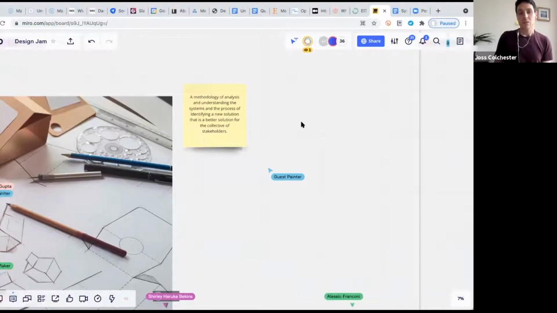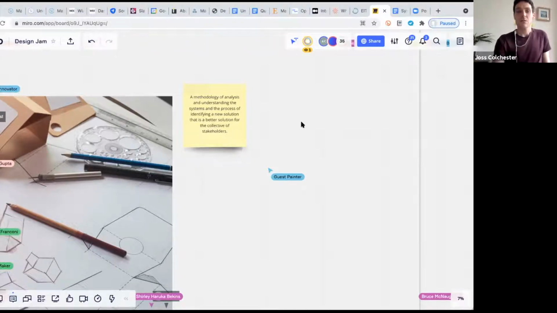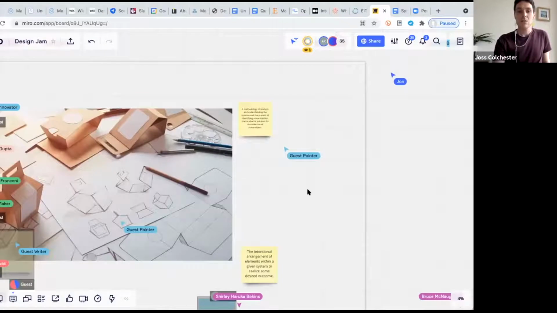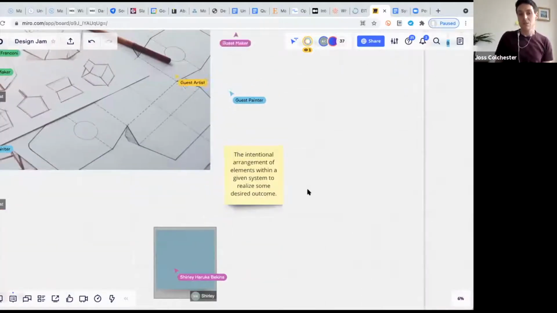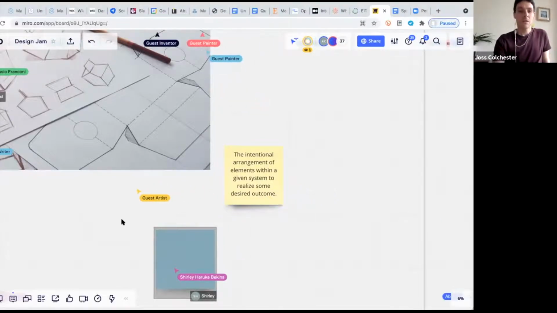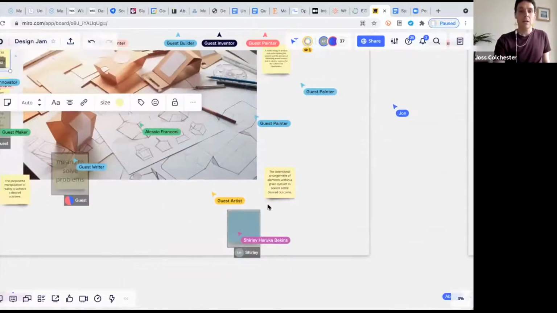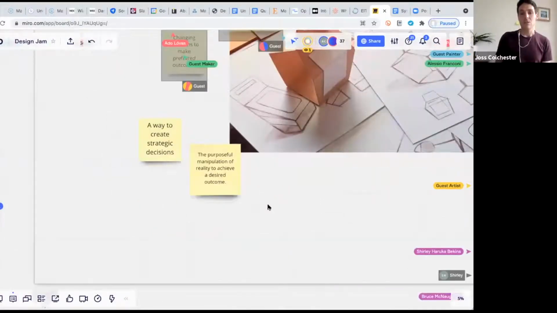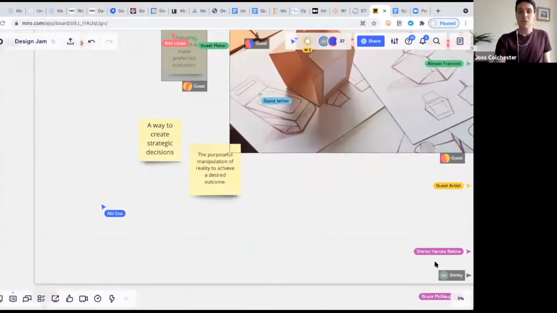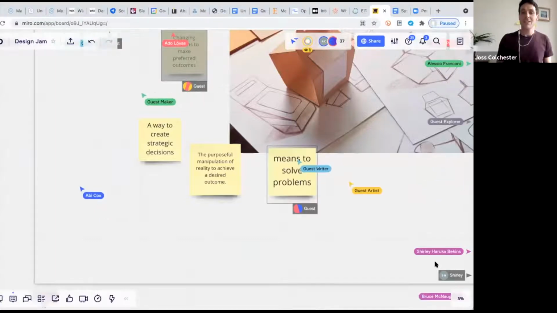I think this was Susan who maybe posted this. The analysis and understanding of the system and the process of identifying a new solution that is a better solution for the collective of stakeholders. Down here, the intentional arrangement of elements within a given system to realize some desired outcome. That was me actually that wrote that. Over here, the purposeful manipulation of reality to achieve a desired outcome. Not sure, this might have been John. Was this you, John? Yeah, great.